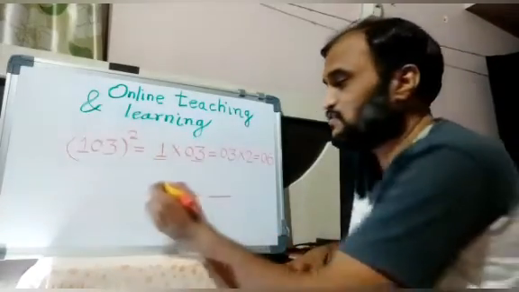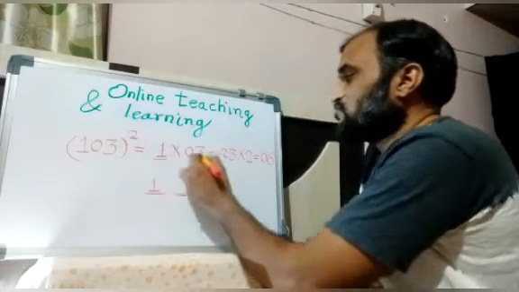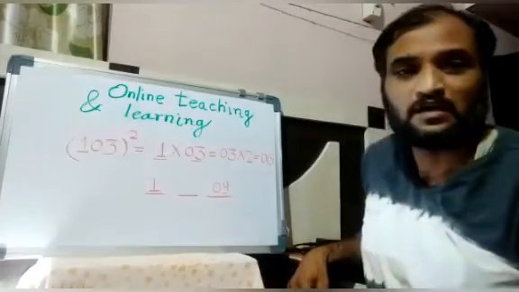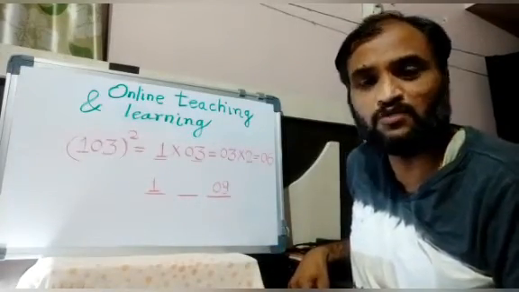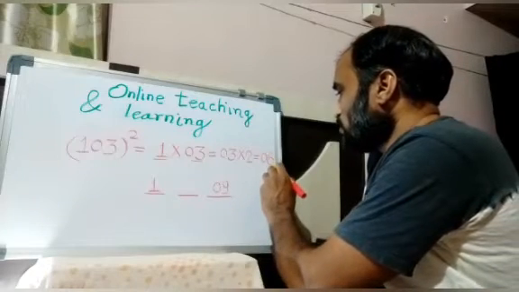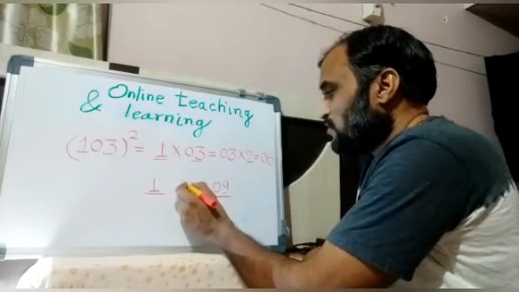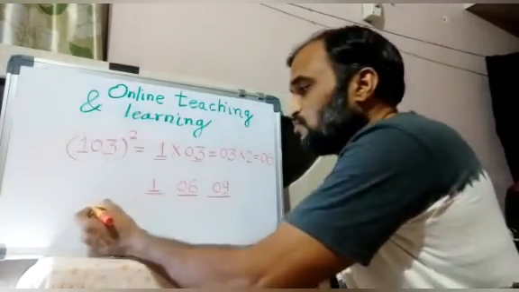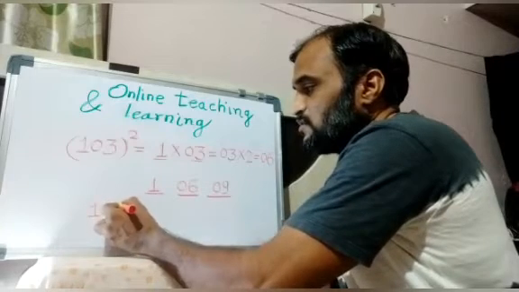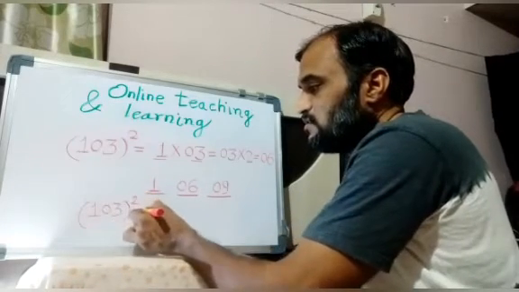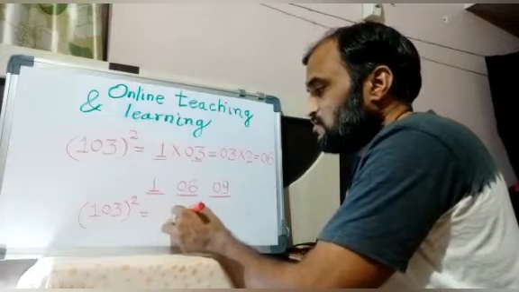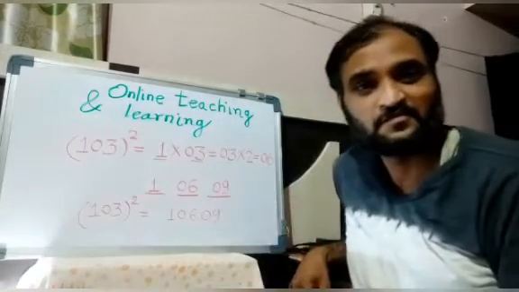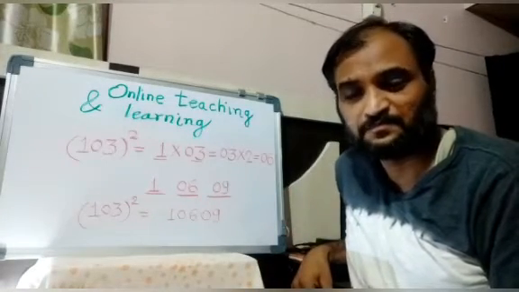That is, the square of 1 is 1 and the square of 3 is 09. And again, what you have to do? You have to put this multiplication answer in the middle of these two numbers. So your answer becomes, that is, the square of 103 is 10,609. Isn't it?